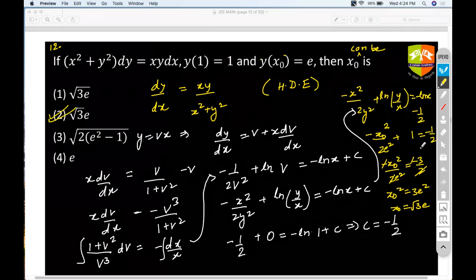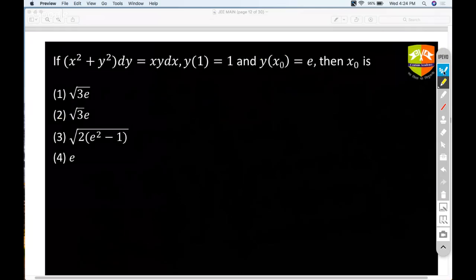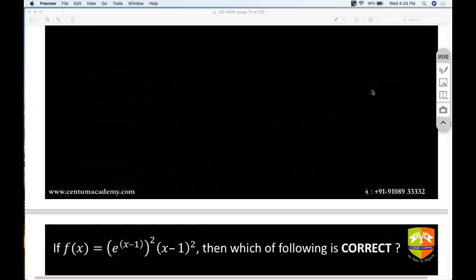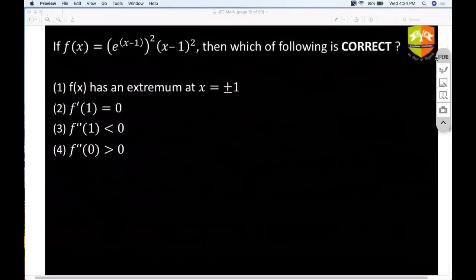Okay, absolutely correct. The first one to answer this was Ritvik. Next is your question number 13, which says if f of x is this function, then which of the following is correct?